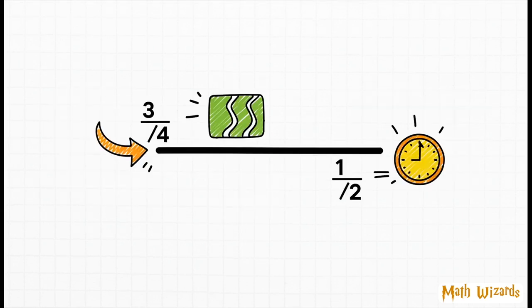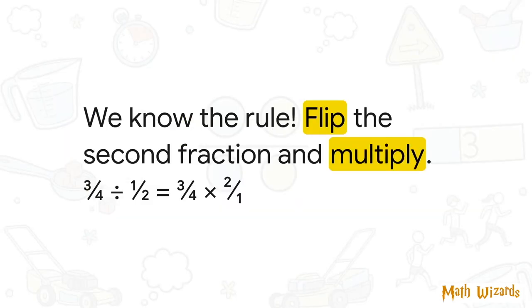So, step 1, let's build that fraction. The question said lawns per hour, so what goes on top? Lawns. What goes on the bottom? Hours. That gives us 3/4 of a lawn over half an hour. Perfect. Step 2, divide. And what's our rule? Flip the second one and multiply. So half becomes 2/1. Our new problem is just 3/4 times 2/1.